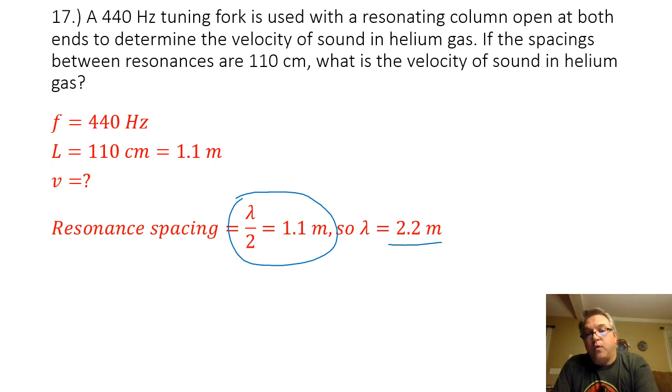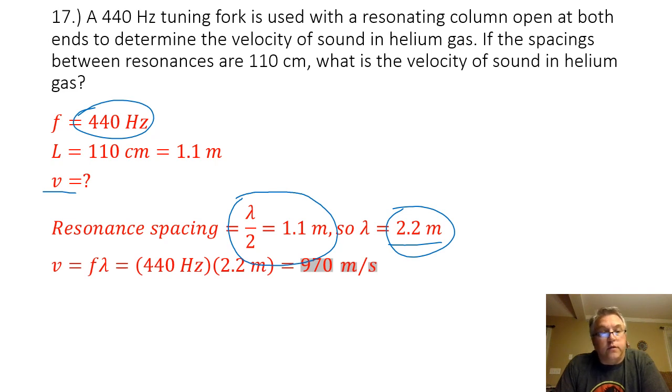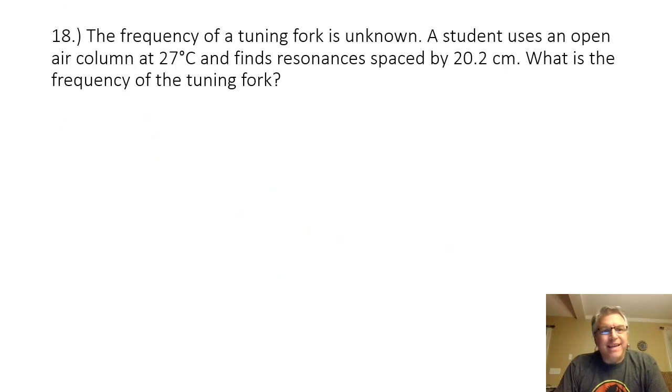Now I have my wavelength, I have my frequency, and if I have those two things, then I can use my wave speed formula to find the velocity. So the velocity equals the frequency times the wavelength. 440 Hertz times 2.2 meters will give me a velocity of 970 meters per second.